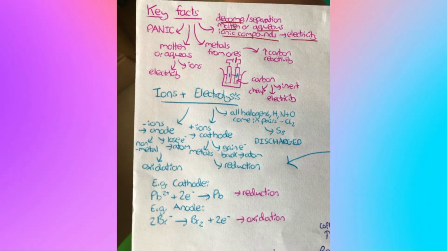And this is because in molten or aqueous state, ions in the compound are free to move throughout the structure and carry charge. That means that these compounds will conduct electricity. Now, I'm showing you the simple electrolysis diagram now, and we need to be able to decipher that the positive electrode is called the anode and the negative electrode is called the cathode. And to help you remember this, we have the acronym PANIC: positive anode, negative is cathode.